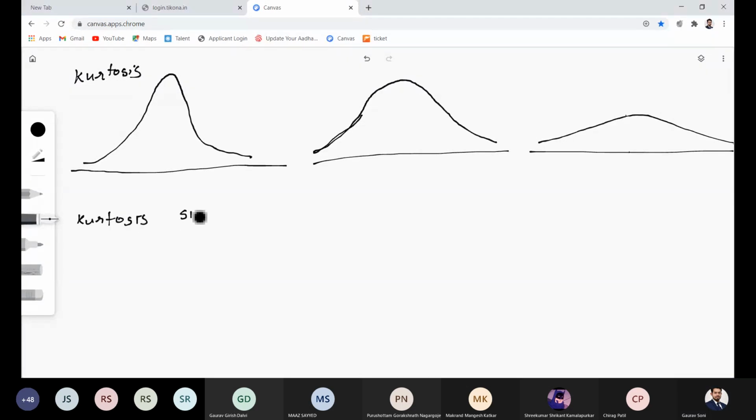So, first, kurtosis signifies the peakedness of the curve. So in the first one you can see that there is a peak there. The second one, not so much. The third one is almost plain. There is no peak over there.